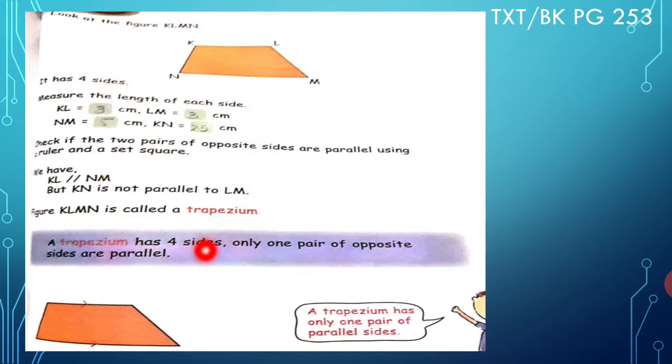A trapezium has four sides. Only one pair of opposite sides are parallel. So students, what we have concluded about a trapezium is that it is also a four-sided figure, but only one pair of opposite sides are parallel. A trapezium has only one pair of parallel sides. You have to remember this very carefully.